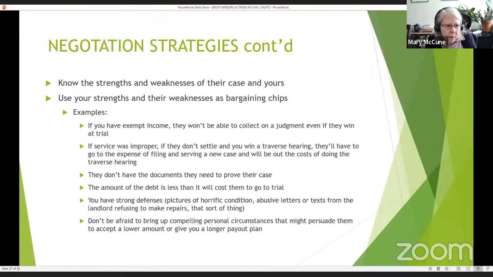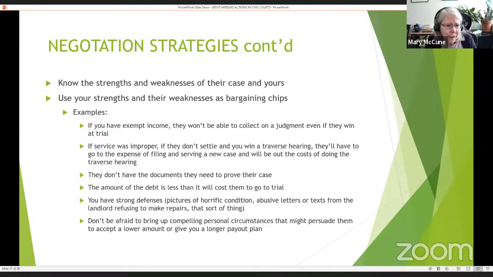You can also, knowing the strengths and weaknesses both of your case and their case can be extremely helpful. You can use your strengths and their weaknesses as bargaining chips. And when I say bargaining chips, I really just mean hitting their pressure point and persuading them to settle. So for example, first of all, if your income is exempt, if it's protected from debt collection, if it's like Social Security, that's your only income and that's not going to change in the future, you're in a really strong bargaining position.